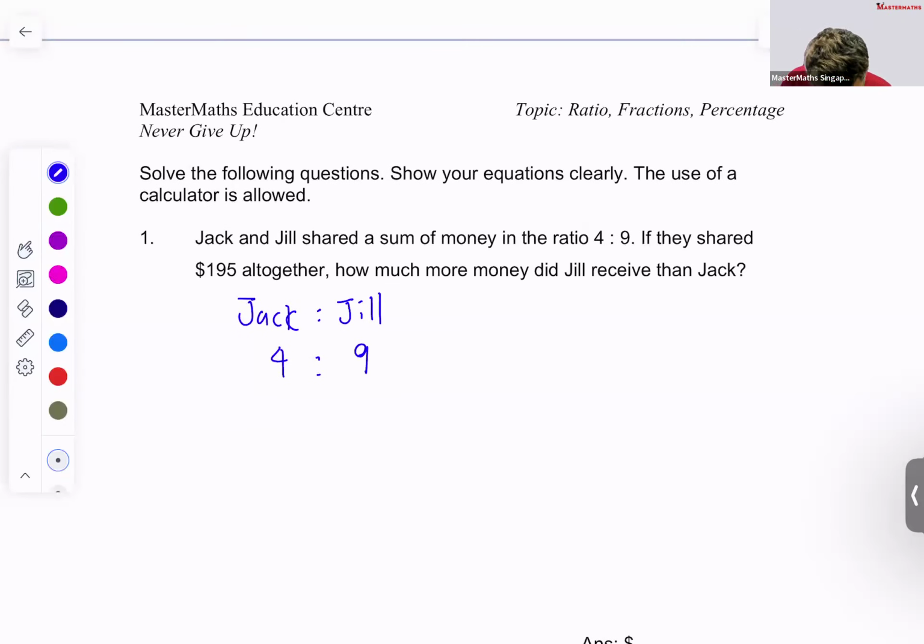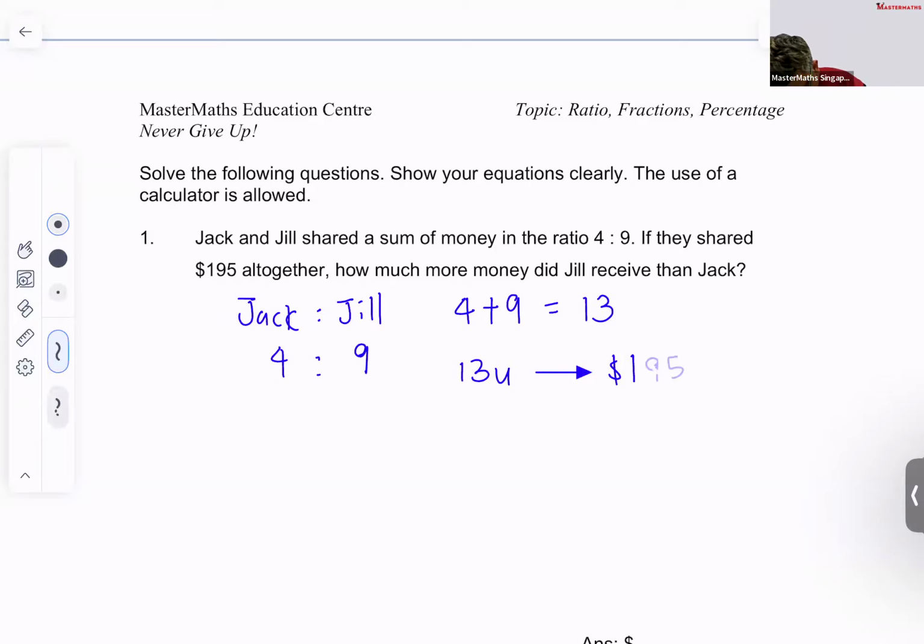If they shared $195 altogether, how much more money did Jill receive than Jack? All right, so the total units is... how to find 1 unit. Calculators out.